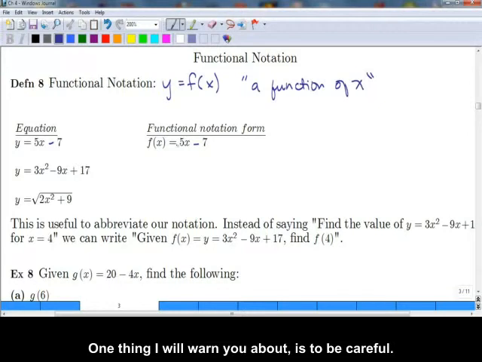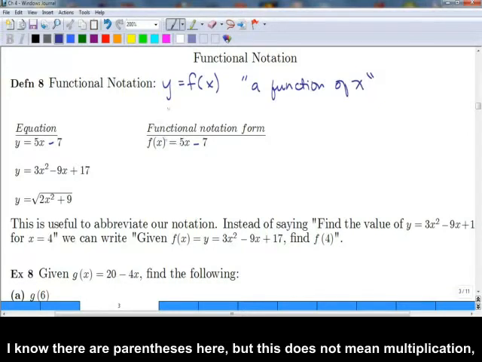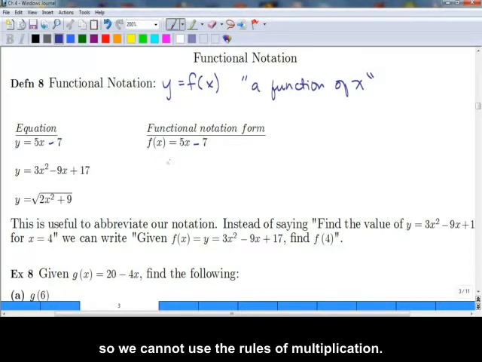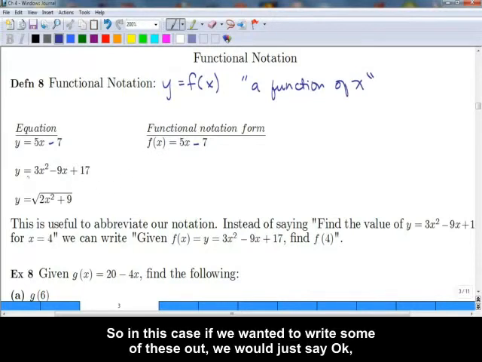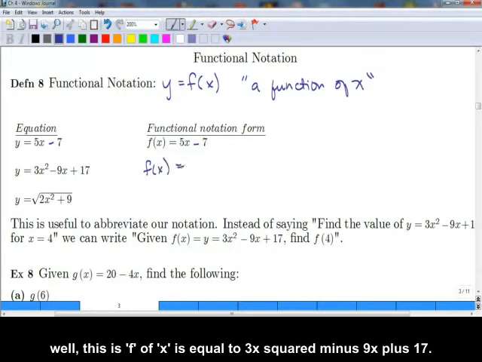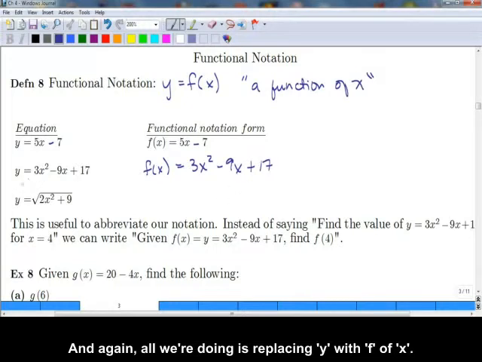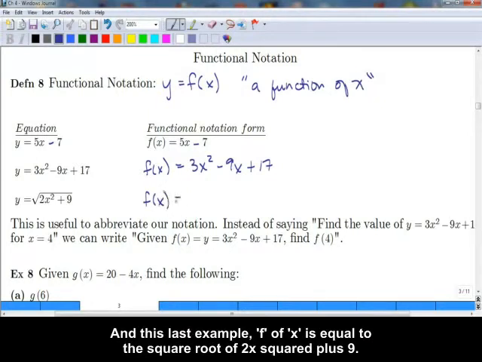One thing I will warn you about is to be careful. I know there are parentheses here, but this does not mean multiplication, so we cannot use the rules of multiplication. This means a function of x. So in this case, if we wanted to write some of these out, this is f of x is equal to 3x squared minus 9x plus 17. And again, all we're doing is replacing y with f of x. And this last example, f of x is equal to the square root of 2x squared plus 9.